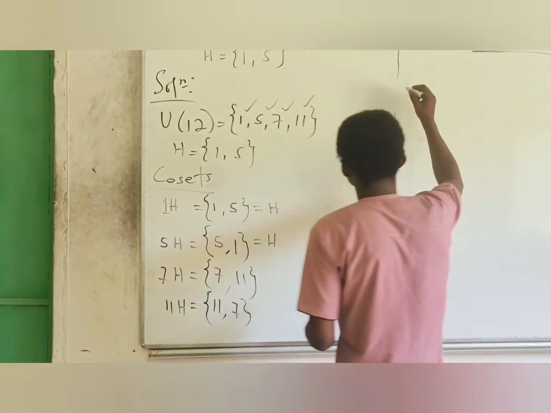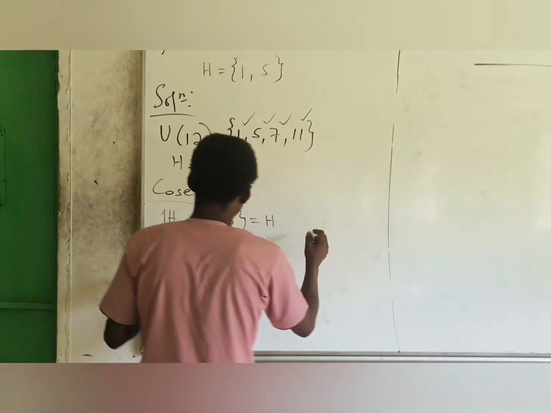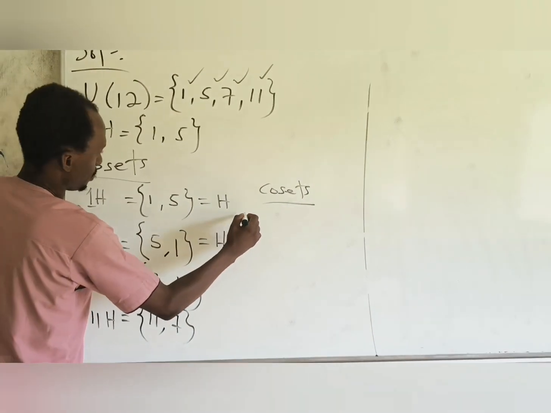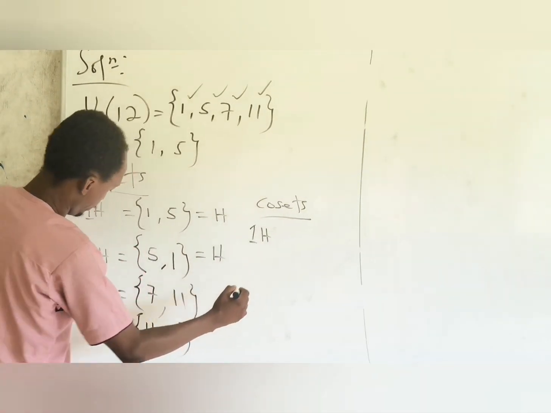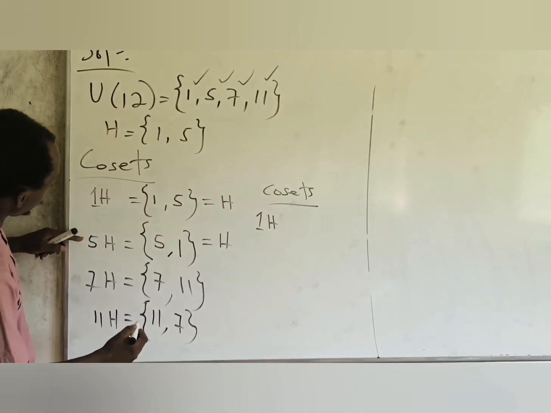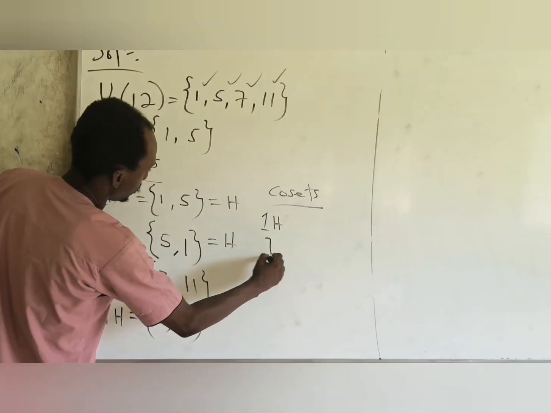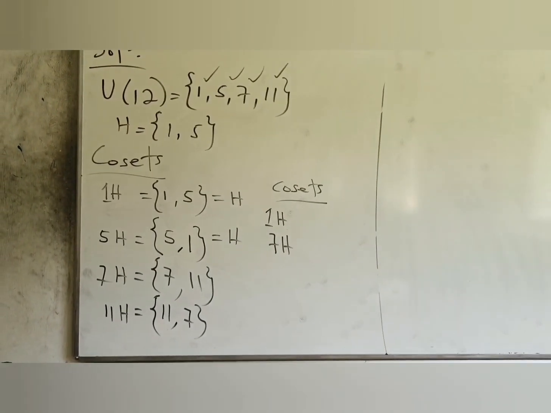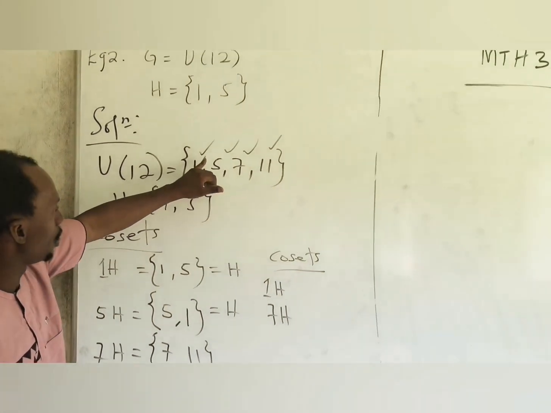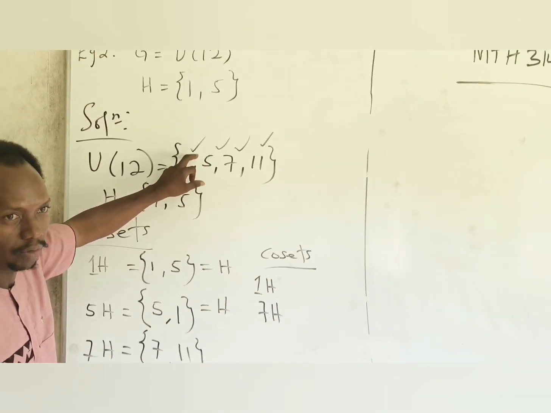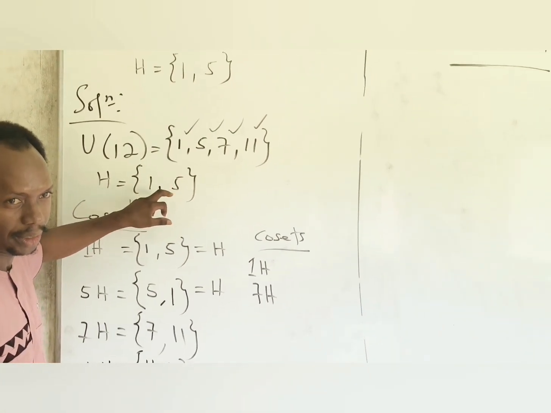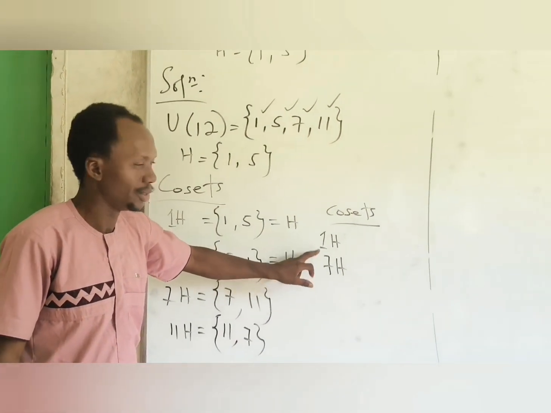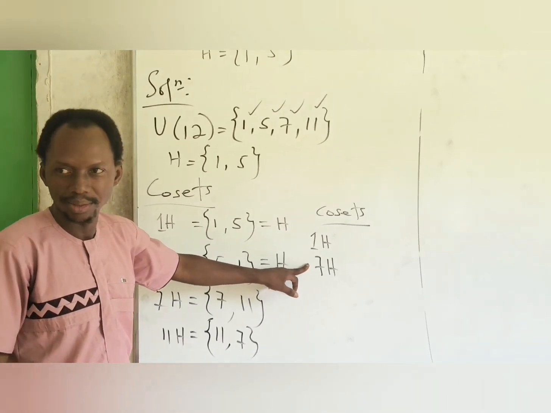So let's see our cosets. What are the cosets? 1, 5 and 7, 11. How many cosets do we have? 2. The number of cosets is equal to the order of the group divided by the order of the subgroup. So 4 divided by 2 is 2. That's why we are getting 2 cosets.